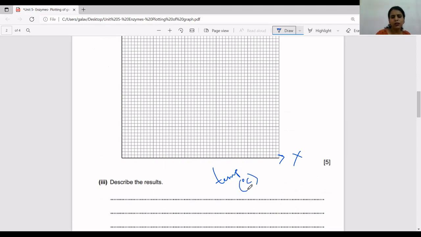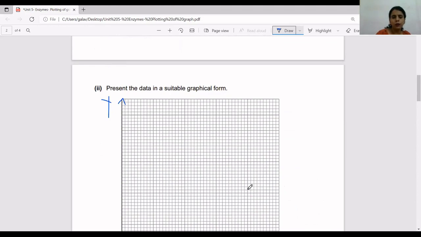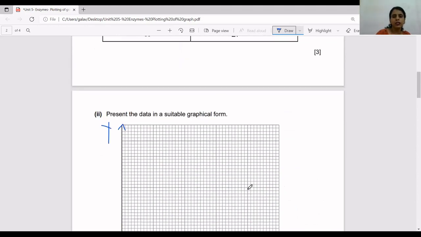Or you can write down rate of reaction, because volume of juice actually represents rate of reaction.